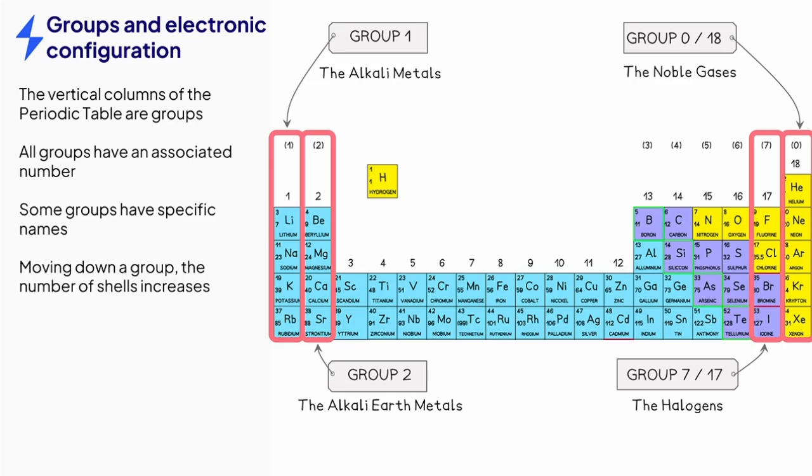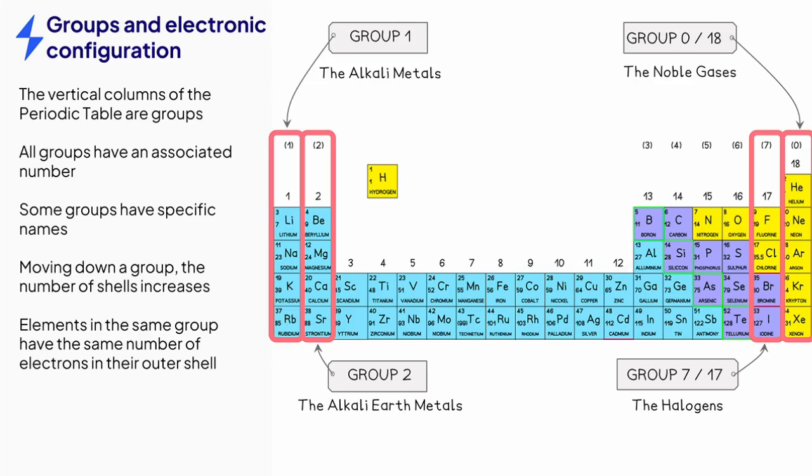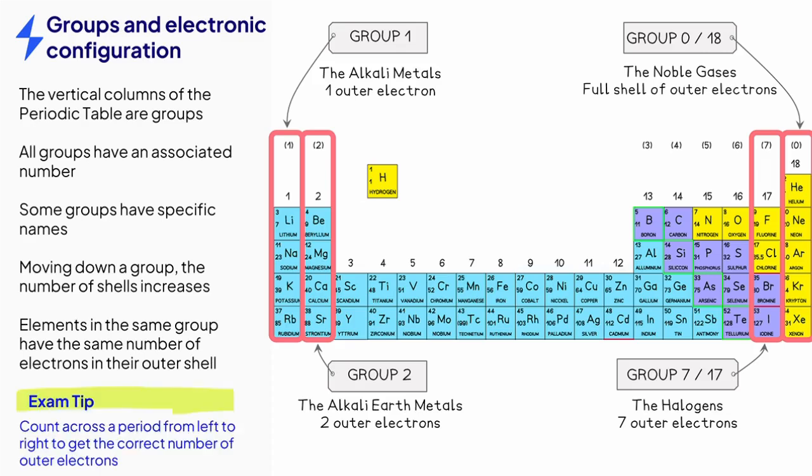As you move down a group, the number of shells increases by 1. But elements within the same group have one thing in common. All the group 1 elements have 1 outer electron. All the group 2 elements have 2 outer electrons. All the group 7 elements have 7 outer electrons. And all the group 0 elements have a full outer shell of electrons. This is what makes them unreactive. Although they can be referred to as group 17 or group 18, this does not mean that the halogens and noble gases have 17 or 18 electrons in their outer shell.